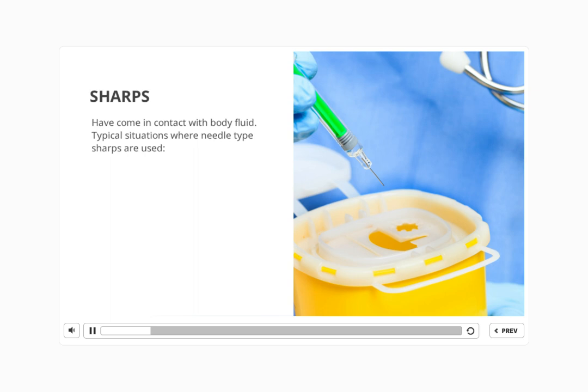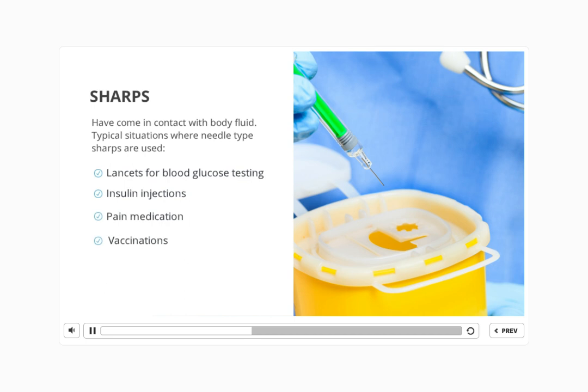Sharps have come in contact with bodily fluid. Typical situations where needles or sharps may be used are lancets for blood glucose testing, insulin injections, pain medication and vaccinations. For injections and IVs, use safety-engineered needles where possible to reduce needle stick injuries.